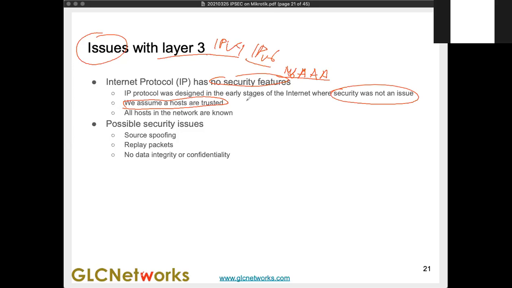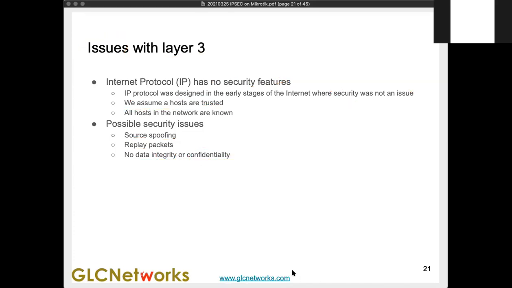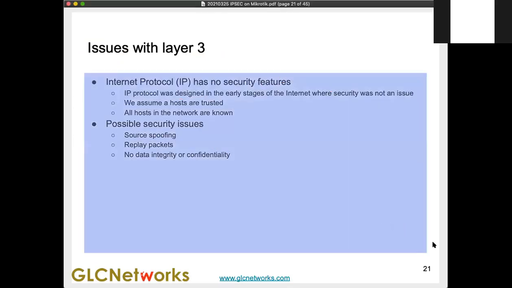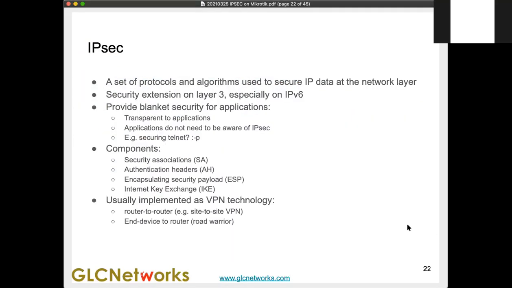When we designed the IP protocol, we thought, I know you, you know me, no problem. With this design, we have security issues like source spoofing, replay packets, and problems with data integrity and confidentiality. If somebody is sniffing your data, they can see it clearly, right? So that's the issue on layer 3.